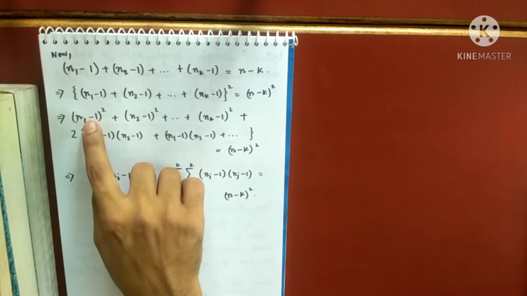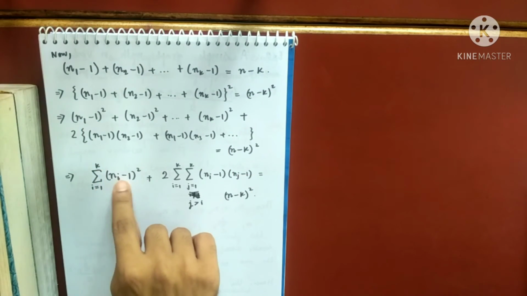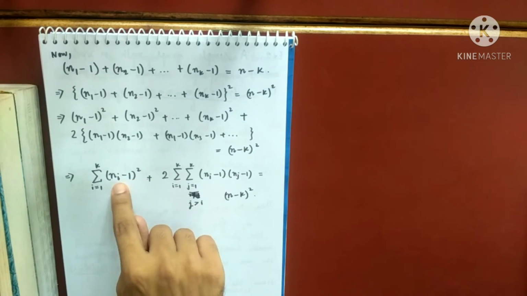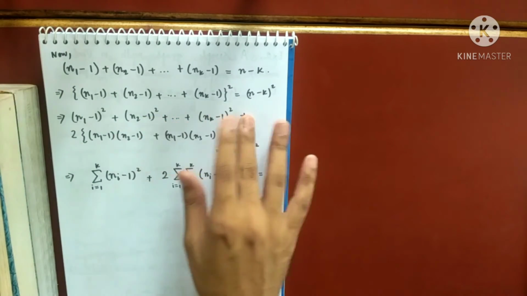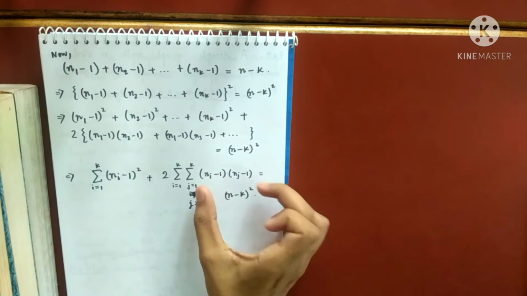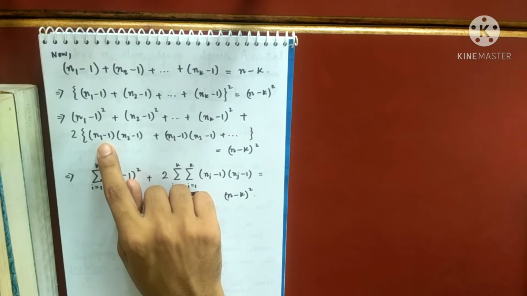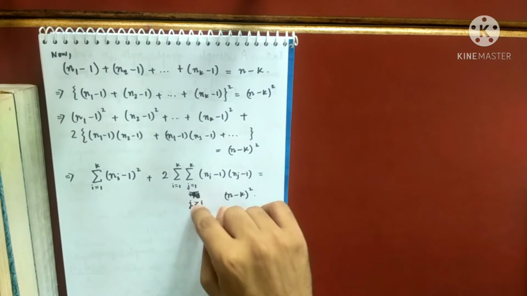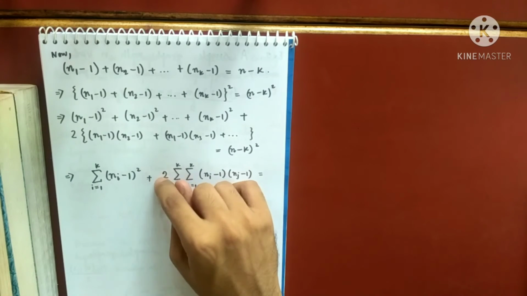Now I'm just converting this into summation notation. How? This is nothing but summation of (ni minus 1) whole square, right? As you can see, (n1 minus 1) whole square plus (n2 minus 1) whole square and so on. And this can be written like this. It is the product of (ni minus 1) with (nj minus 1). That's what I have written. But j should be more than i, because I have already written here 2.